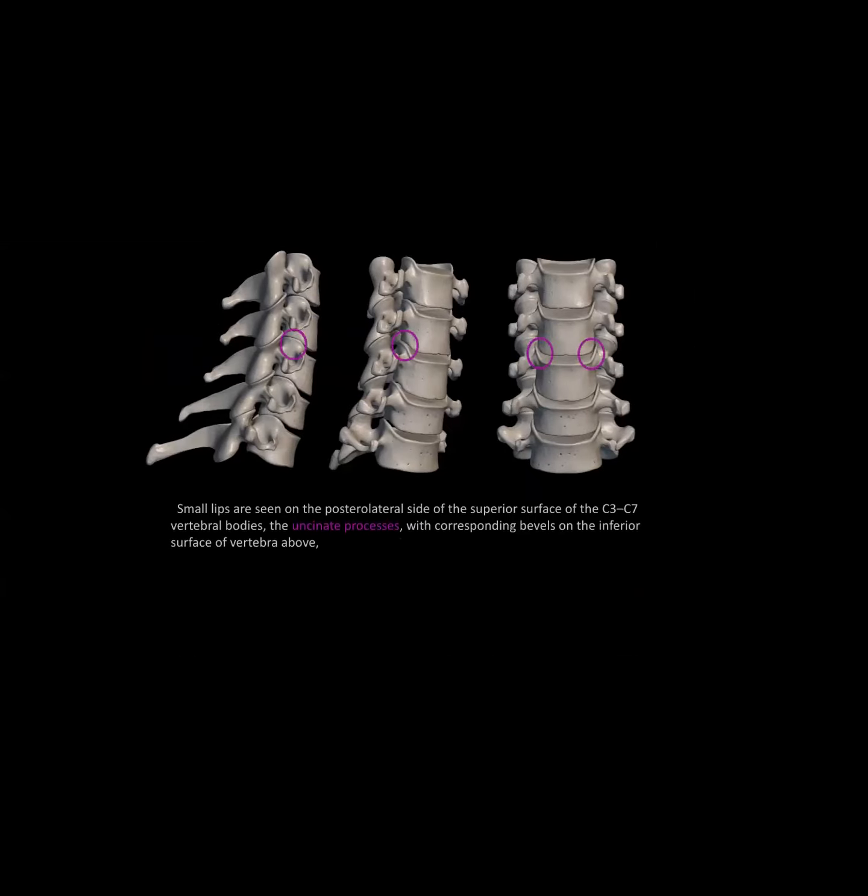Small lips seen on the posterolateral side of the superior surface of the C3 to C7 vertebral bodies are the uncinate processes. With the corresponding pivot on the inferior surface of the vertebra above, they form a small joint called the neurocentral joint or uncovertebral joint.